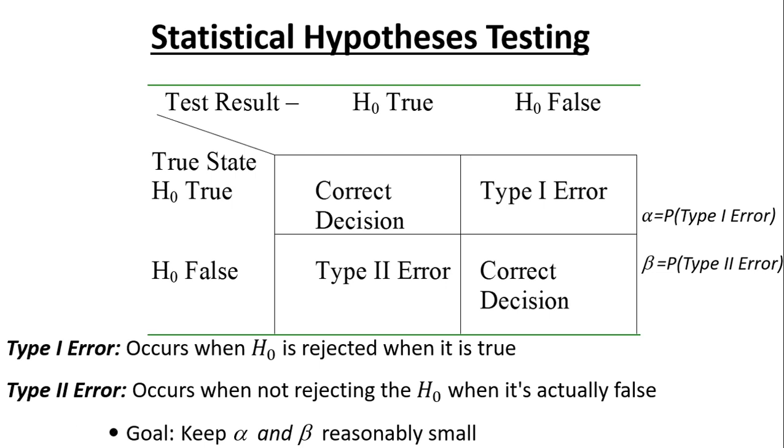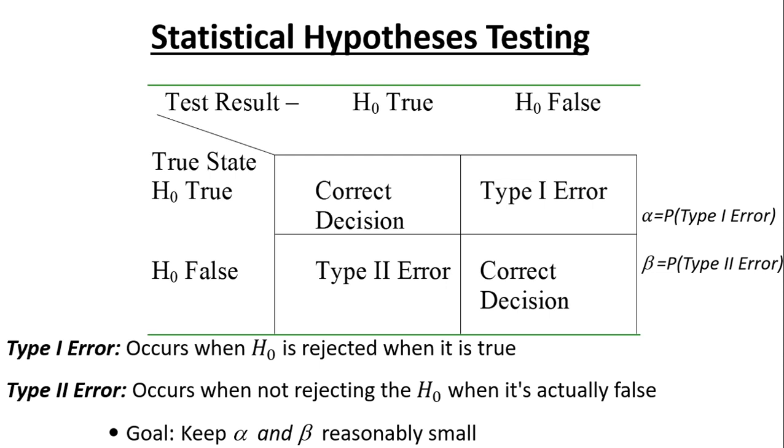And the last decision is when your result is to reject H naught and in reality it is false, hence we say it's a correct decision. So we are about to make two types of error in our decisions. In statistics, we are conscious of these errors and we need to fix them, and it's important for us to know which one is more severe and which one is less severe.